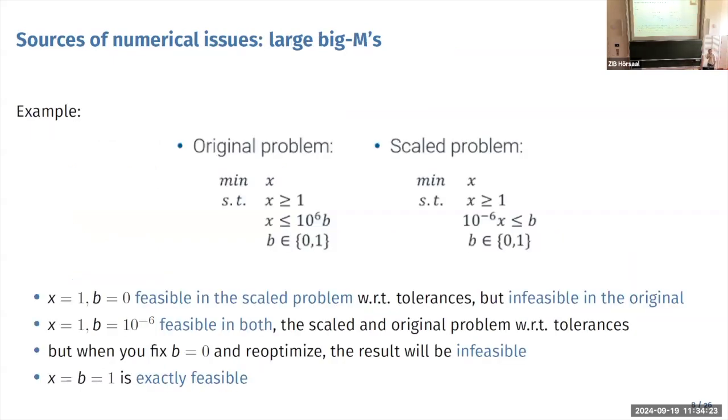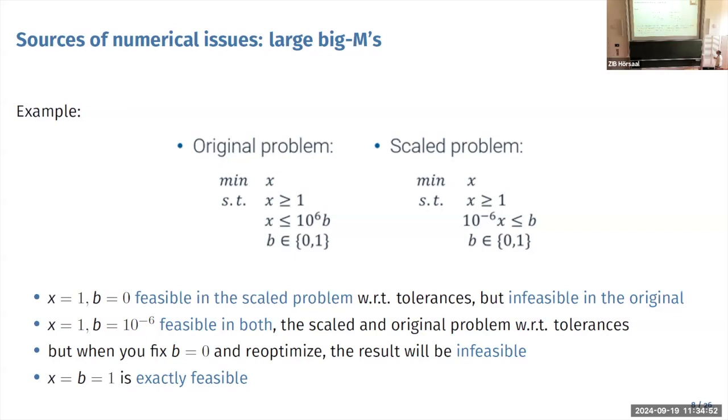Okay, now let's think a bit about where these problems can come up. Here's an example. You've already heard the term big M constraints in the modeling session. We have to be very careful when using these big Ms. Here's a really simplified model. You have a variable x, which should be at least 1, and there's an indicator variable, you could say b.